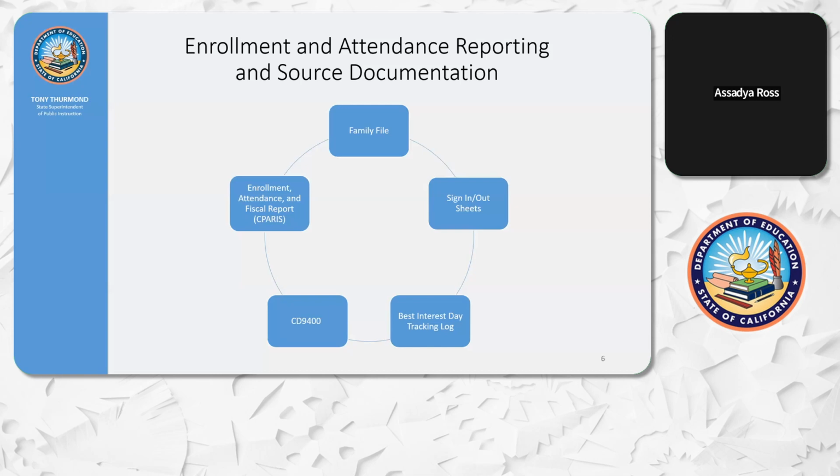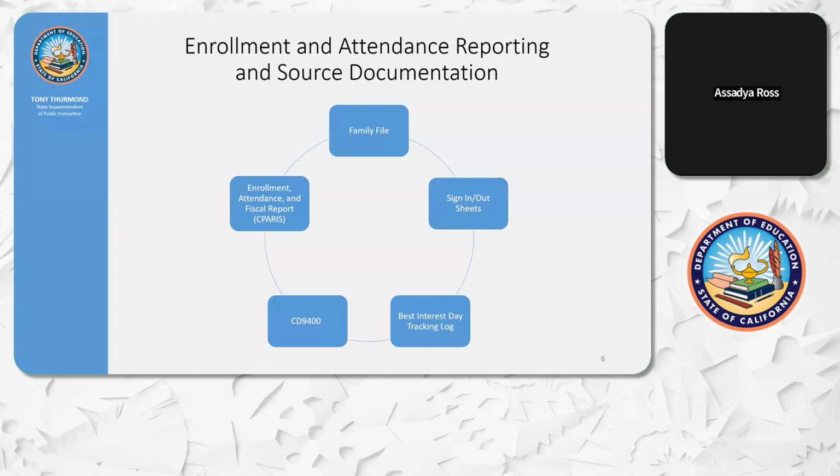Next, we have the CD 9400. This is what we call the bridging document between all of the source documents referenced previously, so the notice of action, the sign-in and sign-out sheets, and the best interest day tracking log. And the CD 9400 document bridges that information and allows it to be reported on the EENFS enrollment, attendance, and fiscal report form in CPARIS.